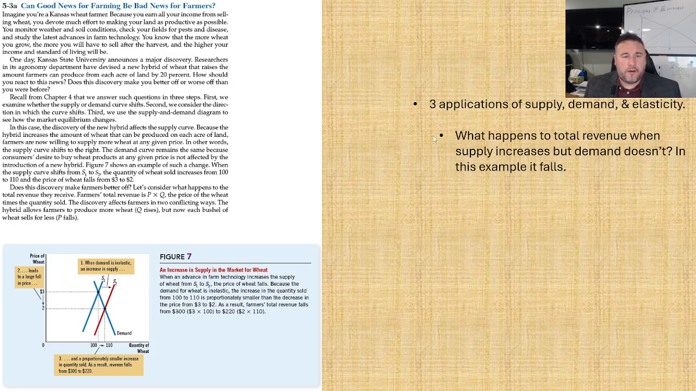So there are applications that I discussed earlier on how you can use your new knowledge of supply, demand, and elasticity. So what happens to total revenue when the supply increases but demand doesn't? In this example right here, see supply shifted from S1 to S2, but there's no change in the demand curve. So we have a new equilibrium of a higher quantity, but at a lower price. Consumers like that, producers maybe not so much, depends on what happens with their total revenue.